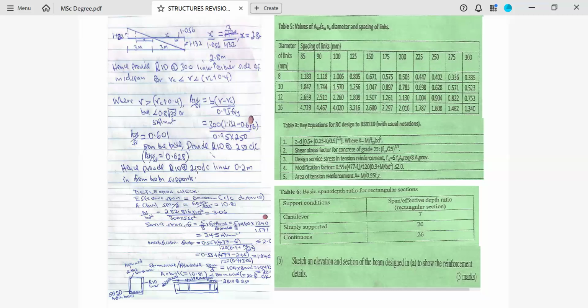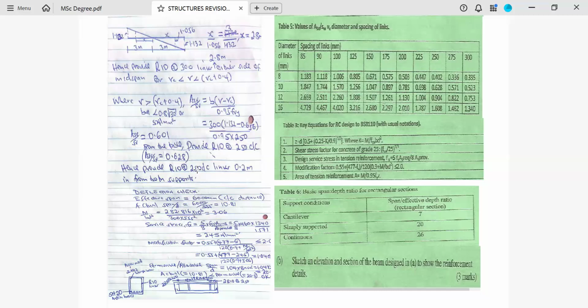Then modification factor is normally given by the formula in table 3, equation 4. So you have been given the formula: 0.55 plus (477 minus service stress) over 120 times (0.9 plus M over BD square). And this value should be a maximum of 2. Should be a maximum of 2. Even if you get 3, you only use 2. So it can never go beyond 2. So if we substitute, we get 1.04, which is less than 2, so okay.